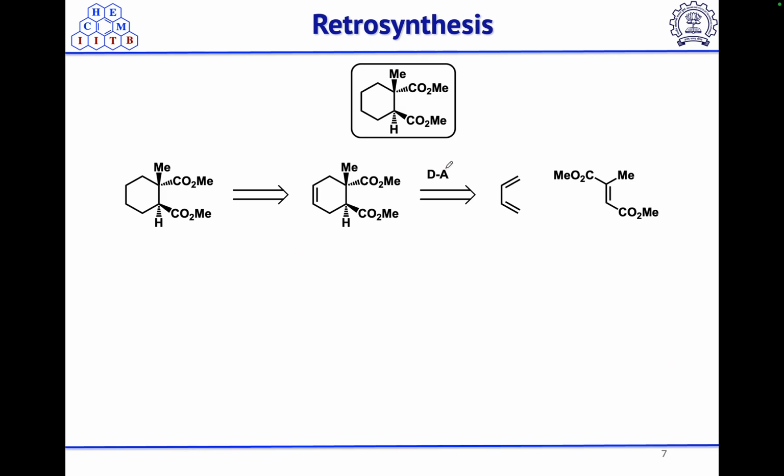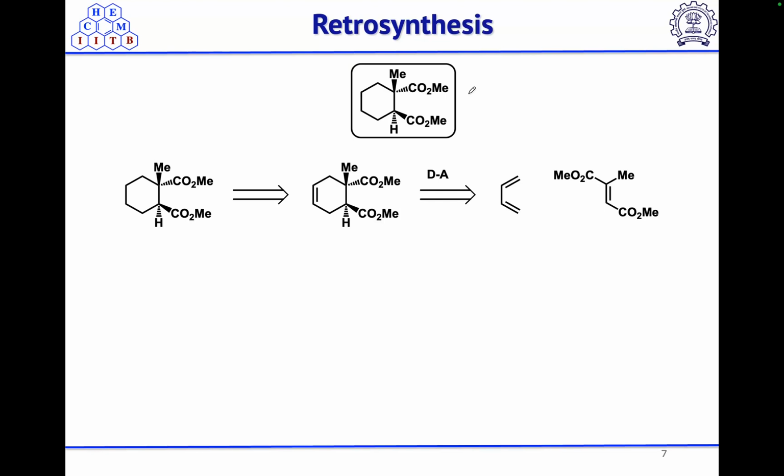Now, next slide. So this is one of the retrosynthetic analysis approaches, based on the Diels-Alder approach. If you look at this molecule, what does it have? It has a six-membered ring, and it has a methyl ester on both sides. If you see the stereochemistry, the methyl esters are trans. Both methyl esters are trans.